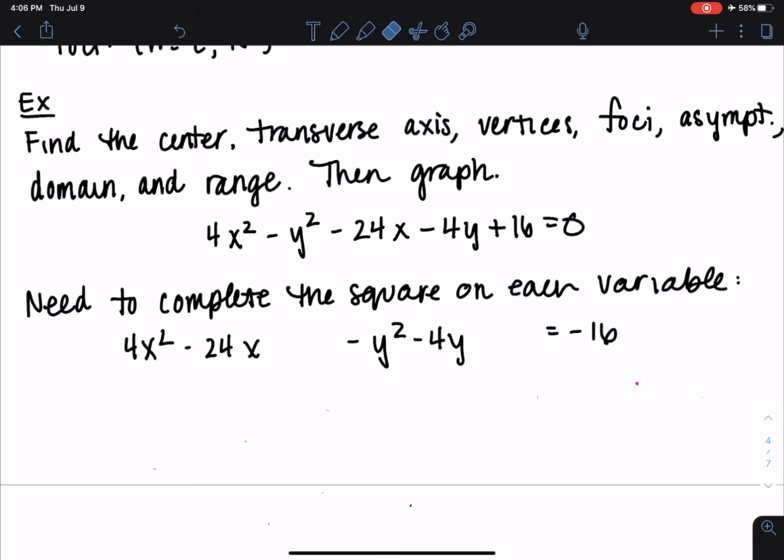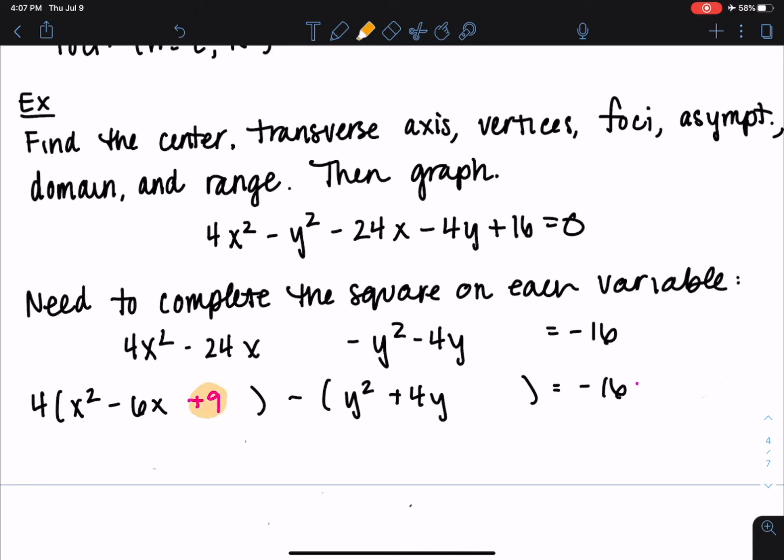So I'm going to group the x's, group the y's, move the 16 over. First, I'm going to take out a 4, and that's going to leave us with x squared minus 6x. And then over here, I'm going to take out that minus sign, and that's going to leave us with y squared plus 4y. And on the right-hand side, I've still got 16. To complete the square on the x's, I've got to take negative 6, divide it by 2, and square it. So I need to add 9.